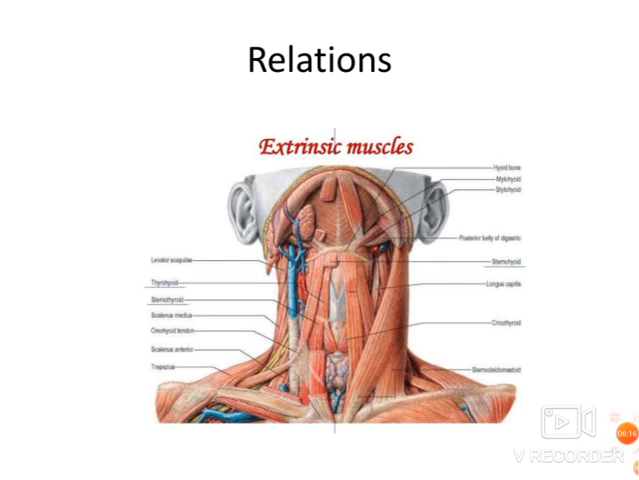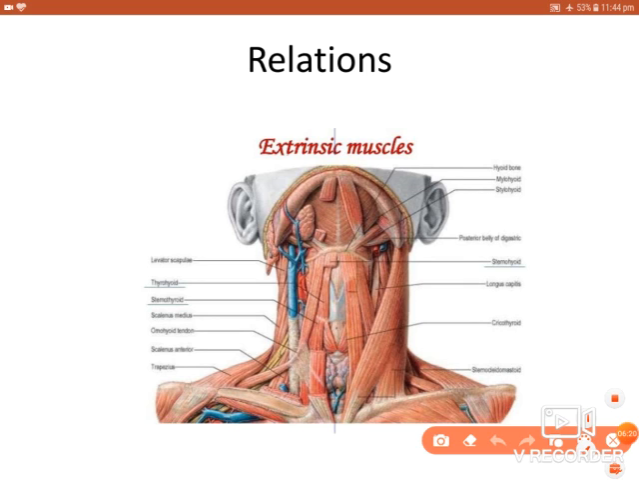Then, coming to the relations: each surface's relations, the borders' relations. First, this is the anterior view. This is the neck here. This is the hyoid bone. See the clavicle here, which meets the sternum.